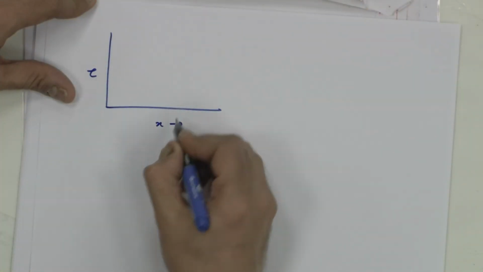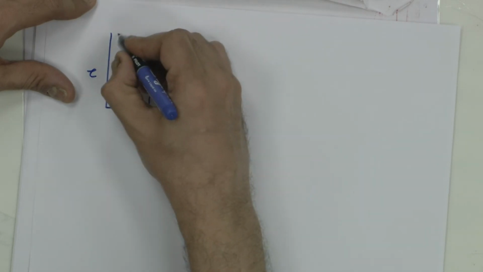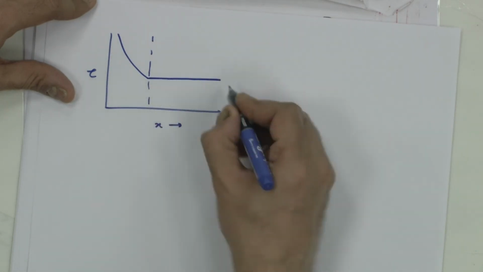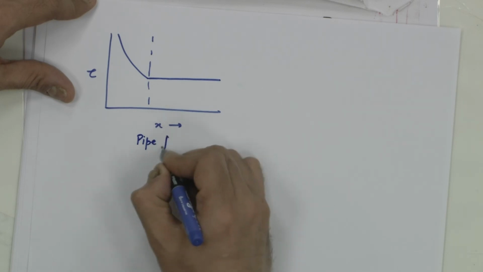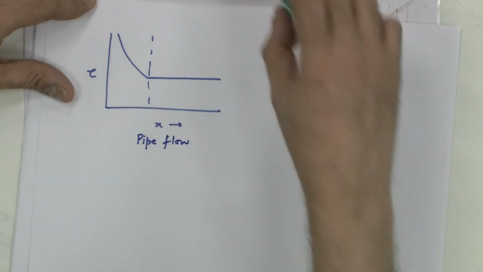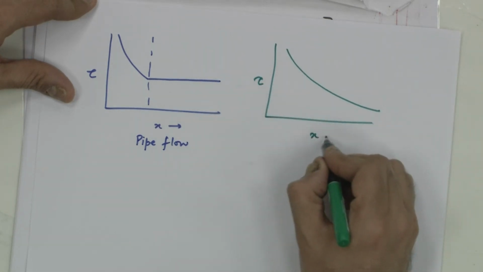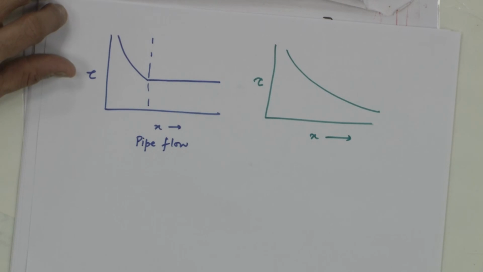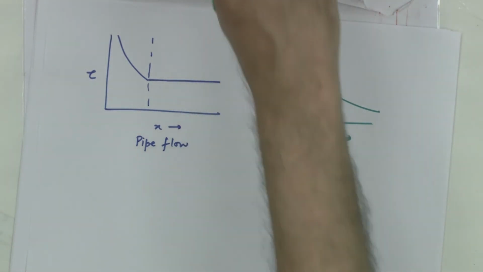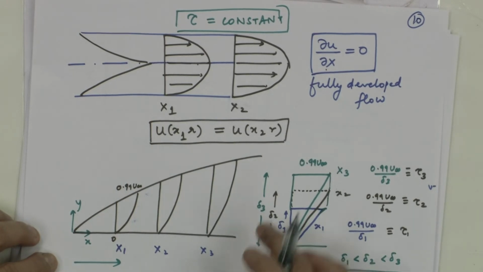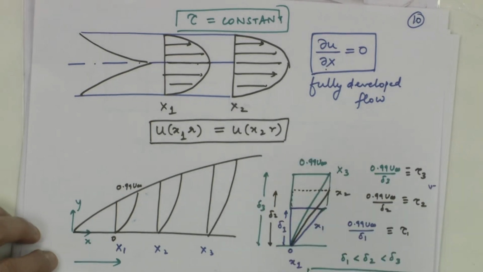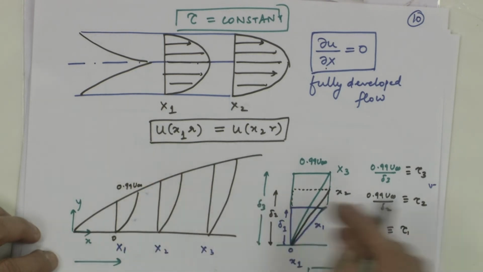this shear stress as a function of x, I would do this for the pipe, and for external flow it is continuously decreasing. Whereas, in the case of external flow, because the boundary layer thickness is going on increasing, there is no concept of fully developed flow. The shear stress goes on decreasing, because the gradient starts to become small.